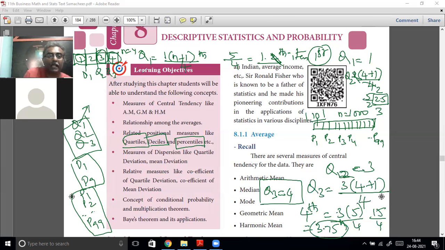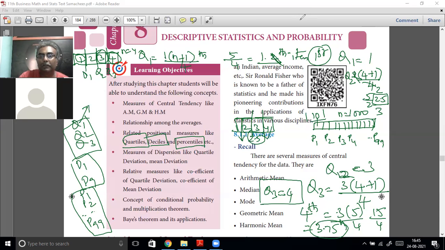What is actually the median? For 1, 2, 3, and 4, the median is 2.5, correct. It will be this plus this by 2. So 2.5 is the median. Like that, you take Q1, Q2, Q3, so different medians. The median for 1 and 2 will come here, and the median for 3 and 4 will come here. We have to take it that way.